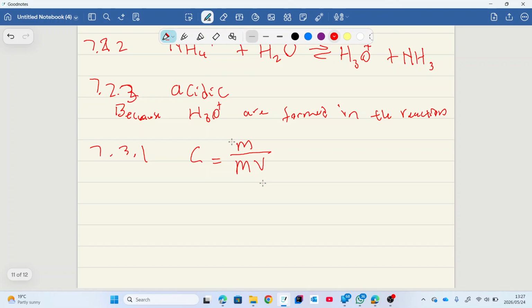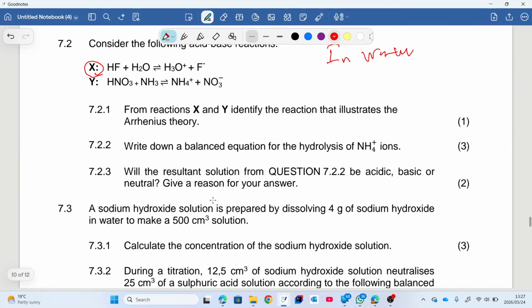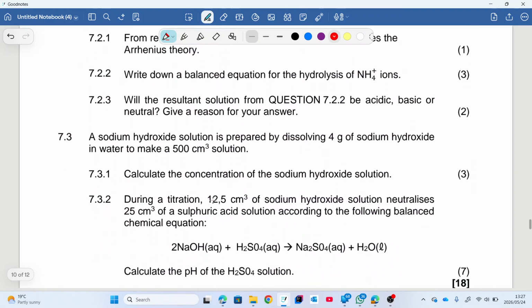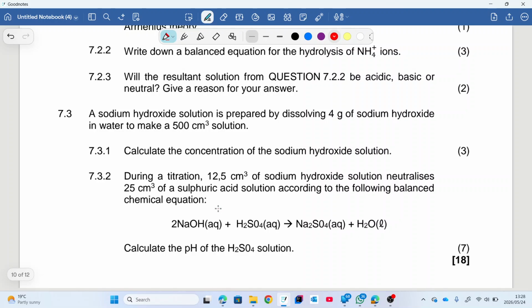Now we need to substitute. I'll go up and check some of the values that I have. The mass is 4 grams, and then molar mass of sodium hydroxide. Sodium is Na, yes. So 23 plus 1.